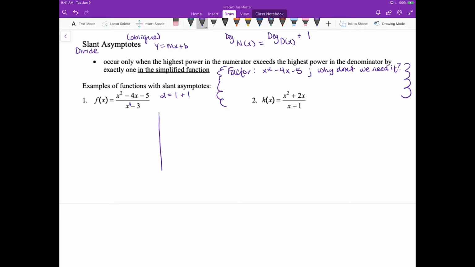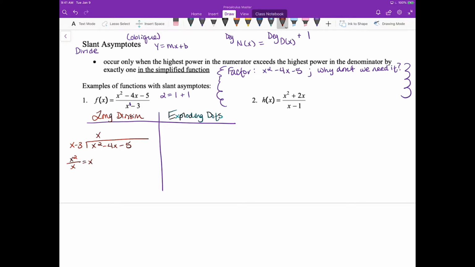The first way I'm going to show you is by long division. So I'll show you long division over here on the left, and then I'll show you some exploding dots on the right. So long division means we put it in the house. We put the denominator outside the house and the numerator inside the house. And then the first thing we want to do is divide the first term on the inside by the first term on the outside. We get x, that goes up top, and then we multiply this by everything on the outside. x squared minus 3x.